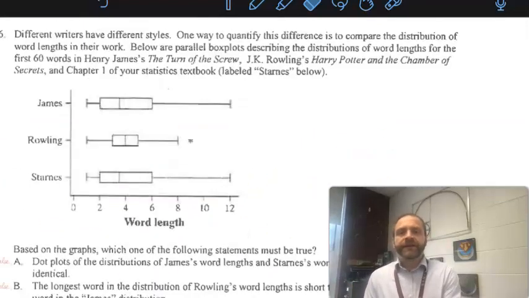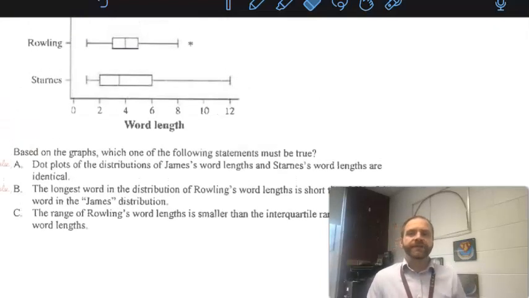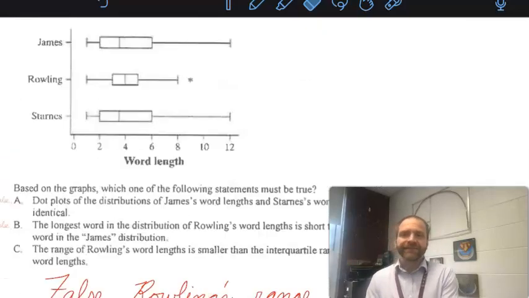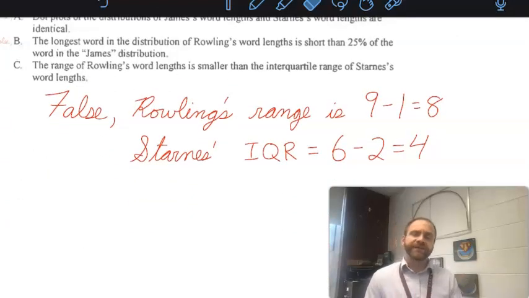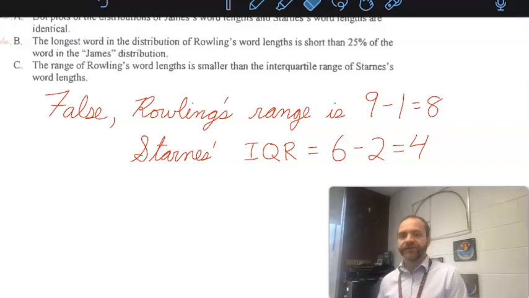Let's read C. C says the range of Rowling's word length is smaller than the interquartile range of Starr's word length. Whew. So the range, I'm going to do 9 minus the 1, and I get 8. And Starr's IQR is from 6 to 2, which is 4. So in this case, I'm going to say that's false. Rowling's range is 8. Starr's IQR is 4. Notice again, this has happened in a couple of the other videos with this review packet, range is a number, 8. IQR is a number, 4. It's not an interval. So I'm going to go ahead and say C is false as well.